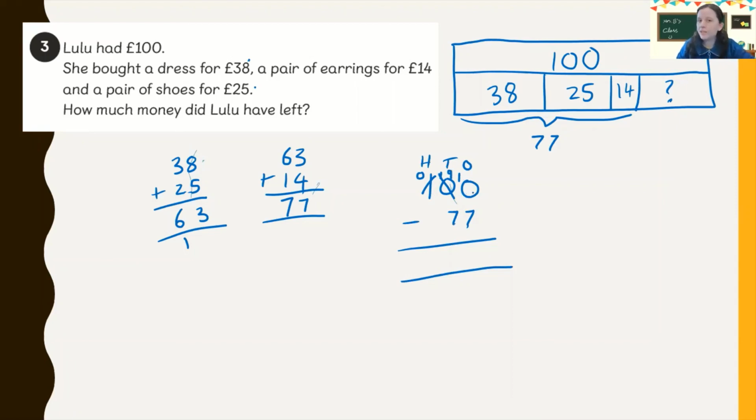That's tricky. We haven't done that before. Okay, so don't panic if you got really stuck there. So 10 take away 7 is 3. That's right. 9 take away 7 is 2. And then we've just got 0 hundreds. So how much does Lulu have left? £23.